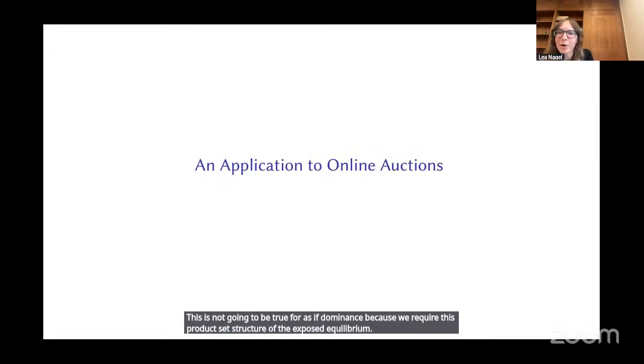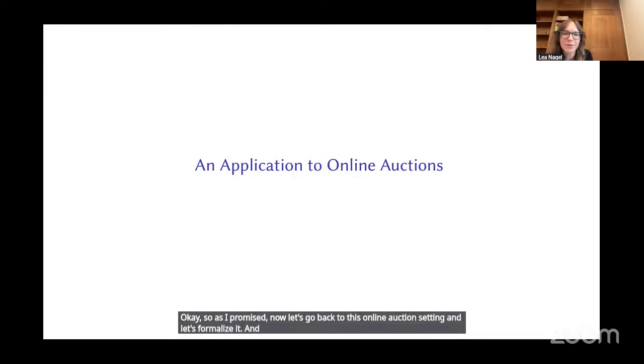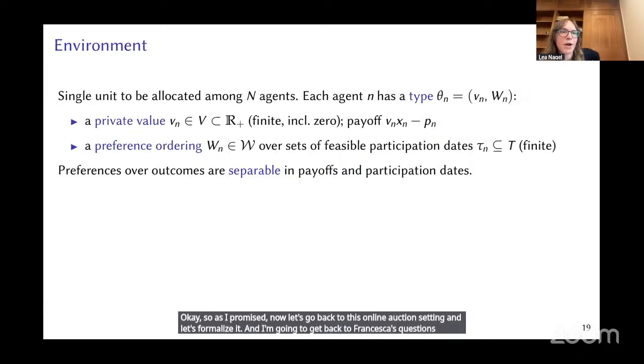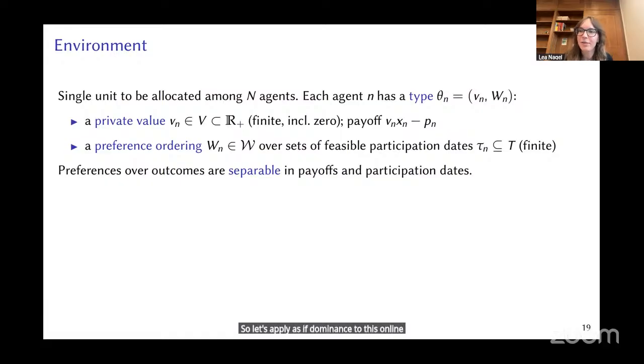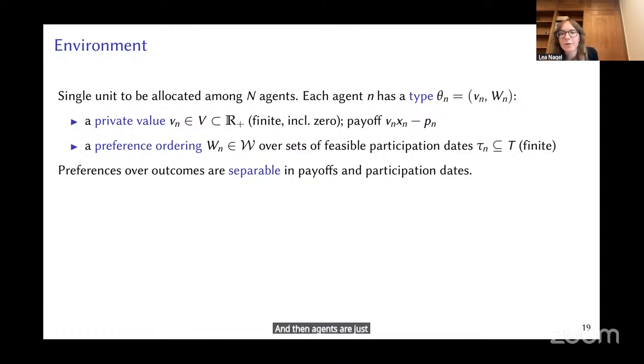Okay, so as I promised, now let's go back to this online auction setting and let's formalize it. And I'm going to get back to Francesca's questions as I do so. Let's apply as-if dominance to this online auction setting, where we have a single unit to be allocated among a set of agents, where each agent has some type that consists of two different components. The first component is the standard one, which is a private value for the object. And then agents just get a quasi-linear payoff from the allocation xn and the payment pn.